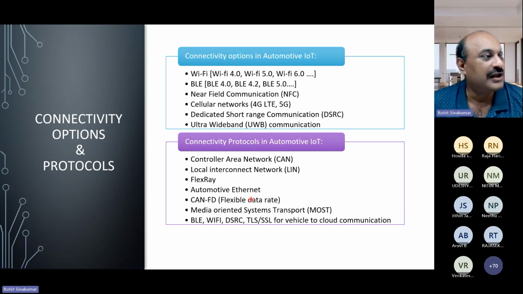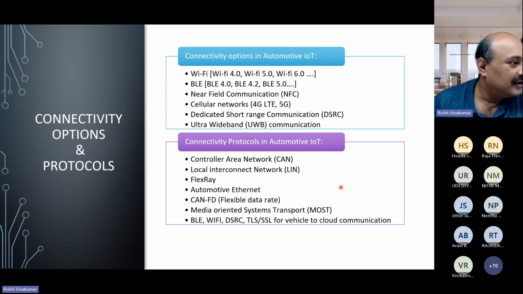CAN FD is again a variant of CAN bus, but for flexible data rates. Media-oriented system transport is another protocol which is used for streaming videos from your gadgets, your devices, cellular phones, from your tabs into the engines of your car's dashboard. So you can see your videos real time. You could have all those sorts of multimedia capabilities.